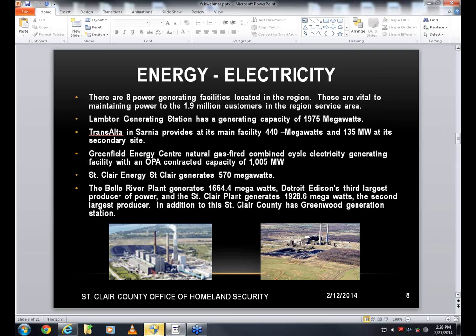8 power generating facilities in the Blue Water region. Services most of southeastern Michigan and services a lot of southwest Ontario, Lambton County area. So that is vital to maintain any type of critical infrastructure and to keep commerce moving.